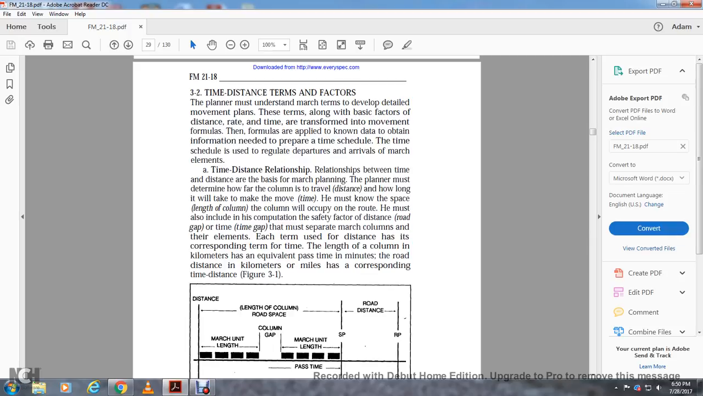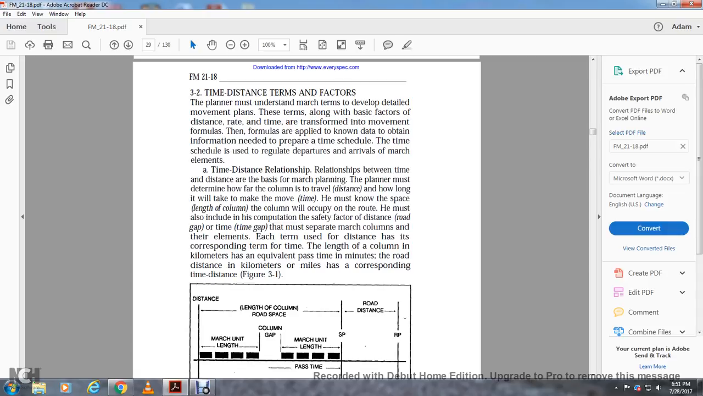The time-distance relationship. Time and distance are related to the march plan. The planner must determine how far the column is to travel, which is the distance, how long it will take to move, which is the time, and how much road space the length of the column will occupy. This also includes computing a safety factor for the distance, or road gap, and the time gap that must separate the march columns and their elements. Each term of distance has a corresponding term of time.